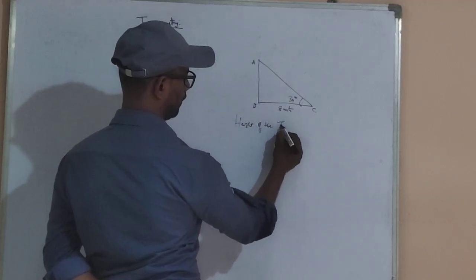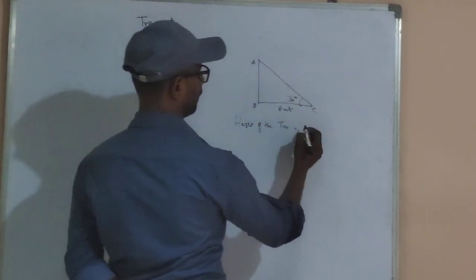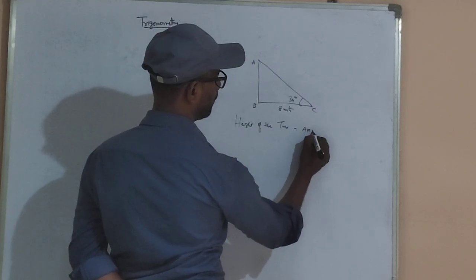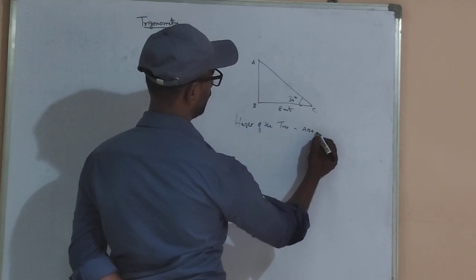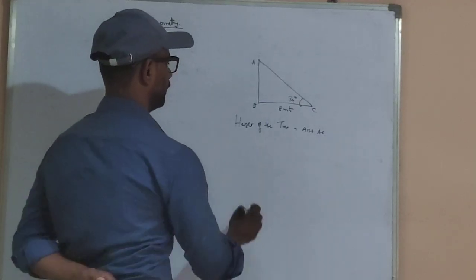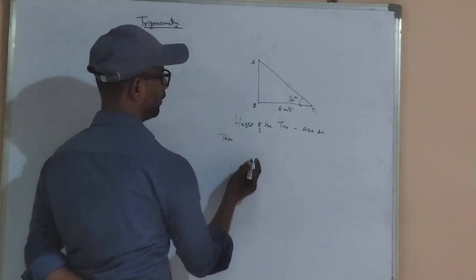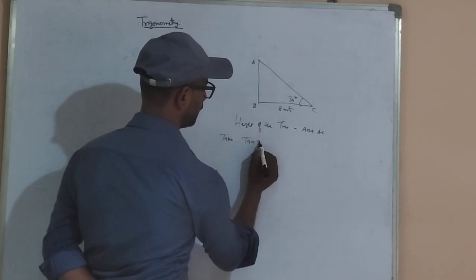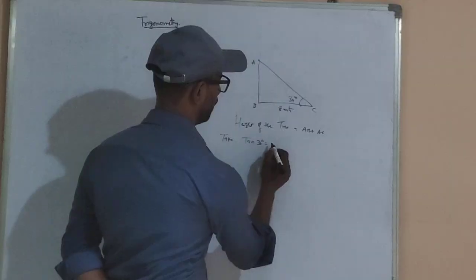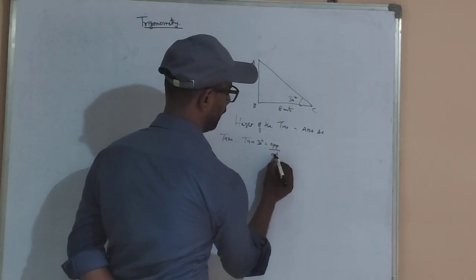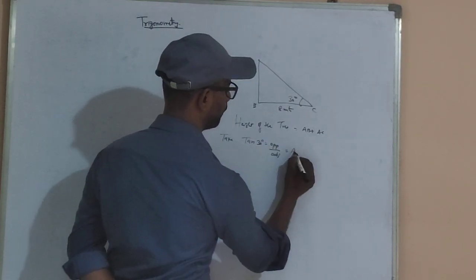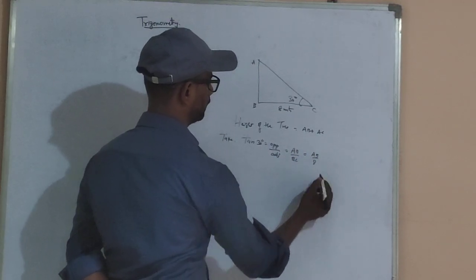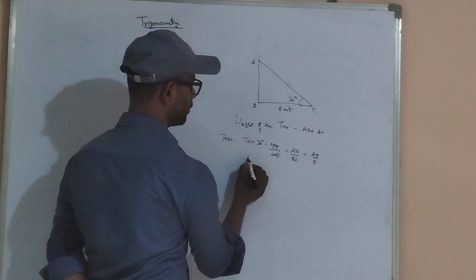Height of the tree means what? This one, AB plus AC. Height of the tree is equal to AB plus AC. Now take tan 30 degrees is equal to opposite by adjacent side. So opposite side is AB, we don't know. AB by adjacent side is BC, which is AB by 8. So tan 30 degrees is how much?